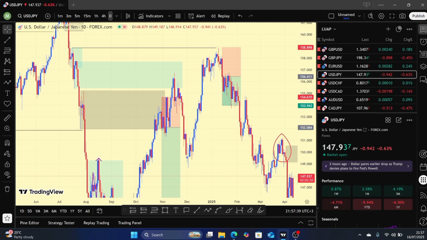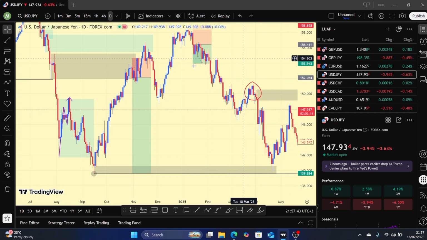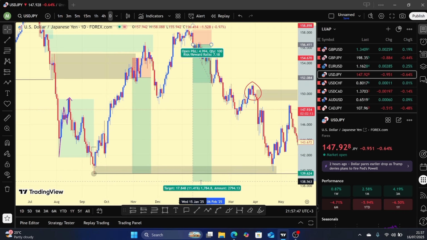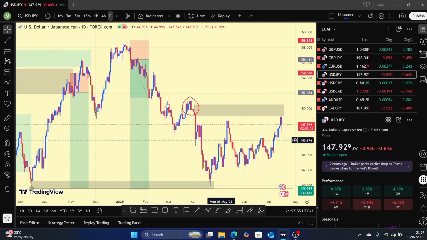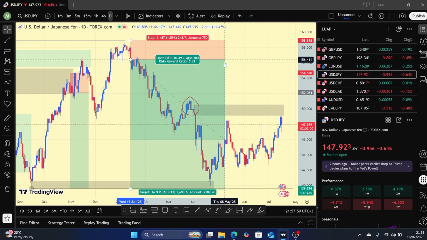And yeah, of course, we'll be targeting the external liquidity. So we'll be going all the way towards our external liquidity here. Yeah, and you can clearly see the risk to reward is good, luckily in this case. So price is yet to full TP.